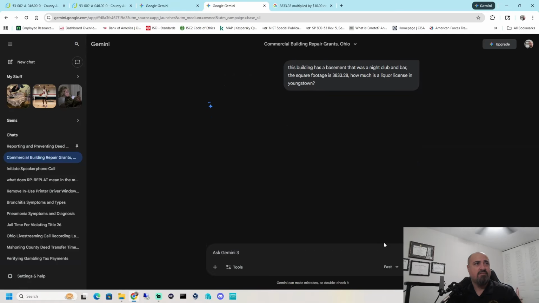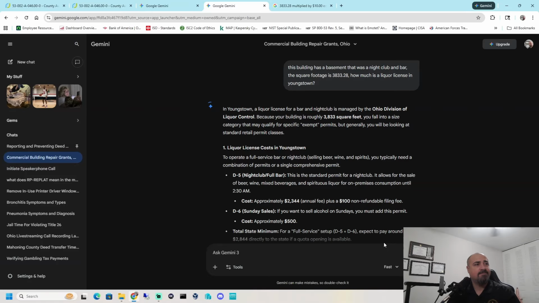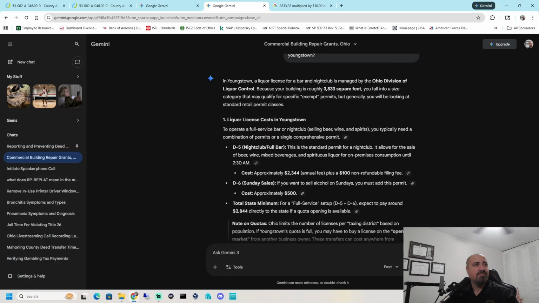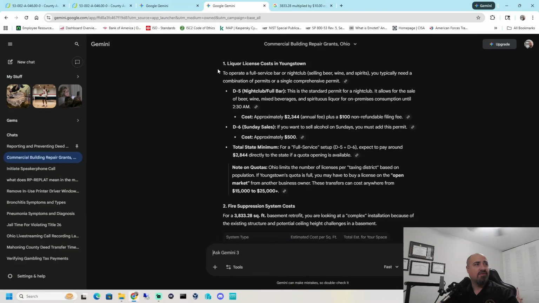So now, all right. Youngstown liquor license for a bar for a nightclub is managed by the Division of Liquor Control. Your building is roughly 3,800 square feet. You fall in the size range that's qualified for an exempt permit. But generally, you'll be looking at standard retail permit classes. So, liquor license costs. To operate a full service bar, D5 nightclub full bar. This standard permit for a nightclub allows the sale of beer and wine until 2:30 a.m. Costs approximately $2,300, and you have to pay an annual fee.